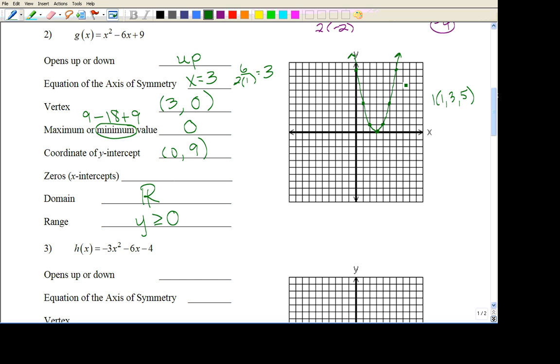Okay, and then there's the graph, and we'll notice that our zeros are x-intercepts. There's only one, which happens to be our vertex, so we'll leave that the same. We'll get (3, 0).